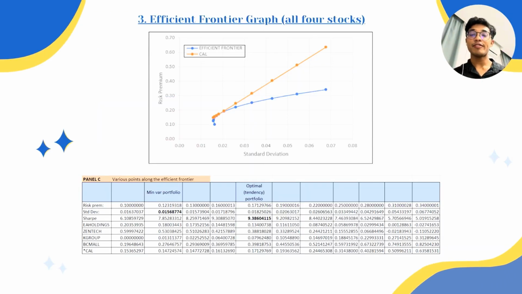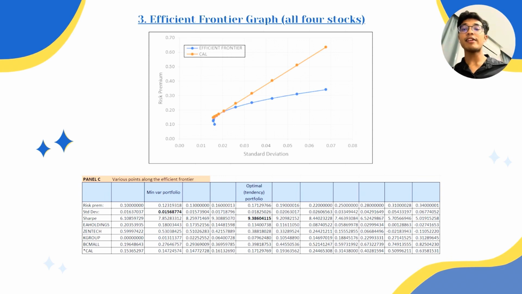Next, we make an efficient frontier graph for all stocks. So, why do we make this graph? We make this graph because we can maximize returns for a given level of risk, or we can minimize risk for a given return. For the optimal option, which is the best risk-adjusted return, we use the highest Sharpe ratio, which is 9.39, with the expected return 0.1713 and standard deviation 0.01825. For the safest option, we use the lowest risk and the lower return. Otherwise, we can have two allocation strategies.